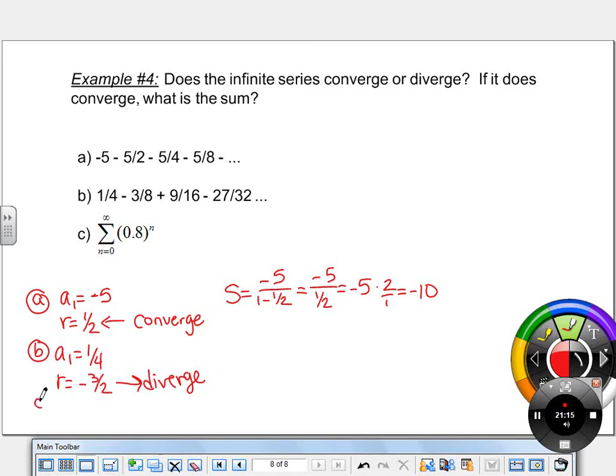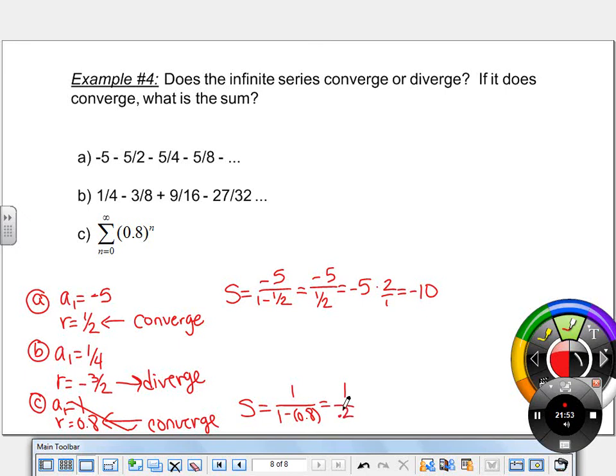Okay? Then finally in part C, the first term is what I get when I plug in 0. So we plug in 0, it's just 0.8 to the 0 power, and anything to the 0 power is 1. And because 0.8 is the thing that's constantly being raised to a new power, the ratio is 0.8. 0.8 is less than 1, so that means this will converge. So to find the sum, I'm going to take the first term, which was 1, over 1 minus the ratio, which is 0.8. So I have 1 divided by 0.2.